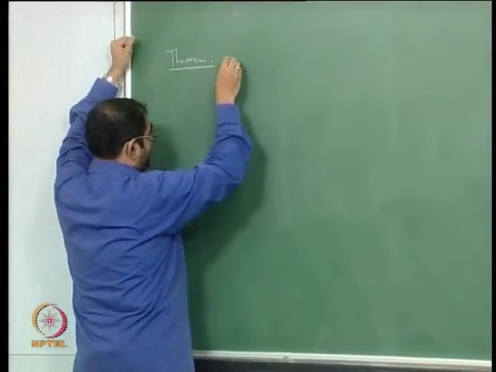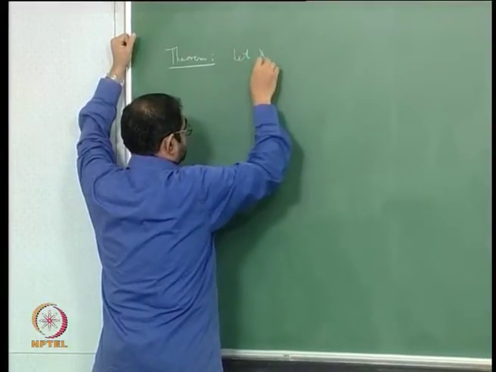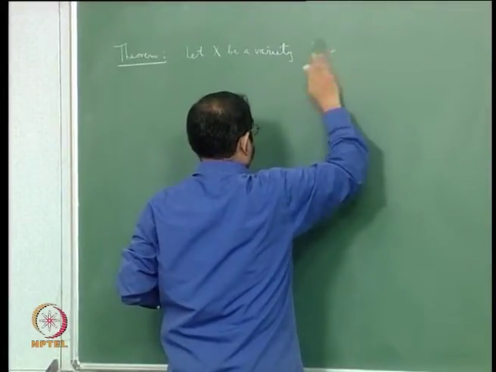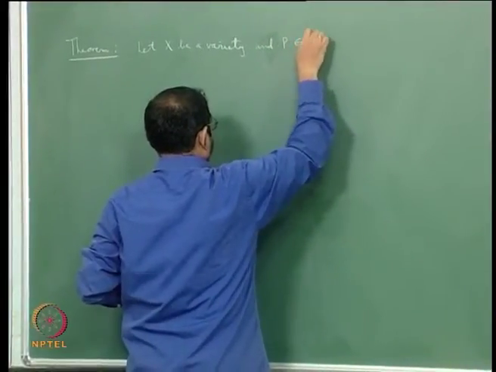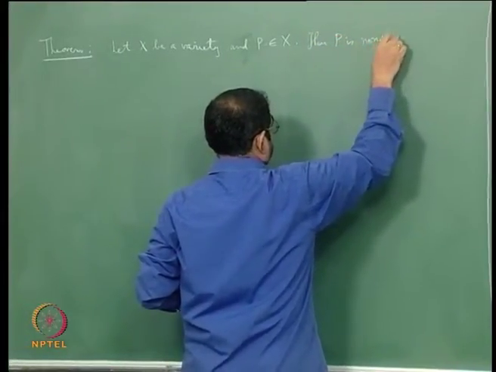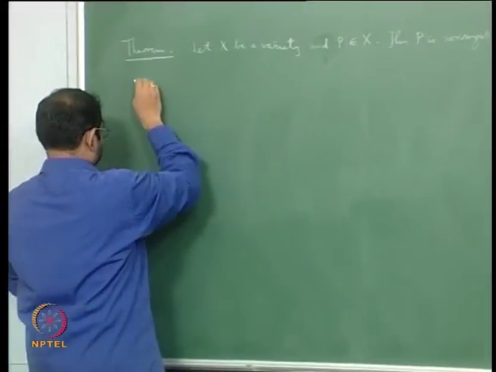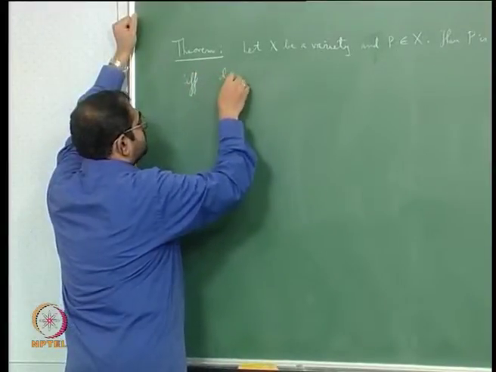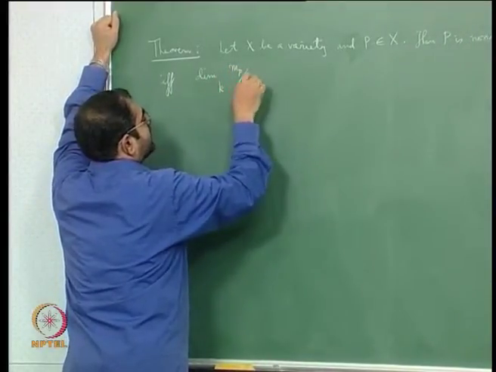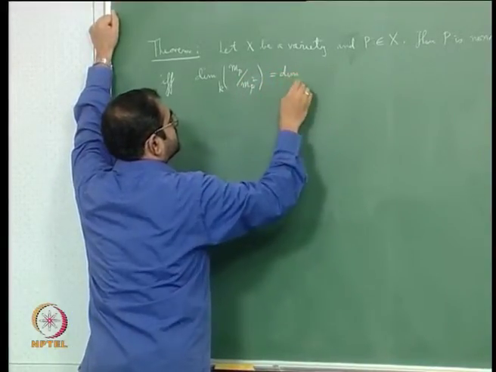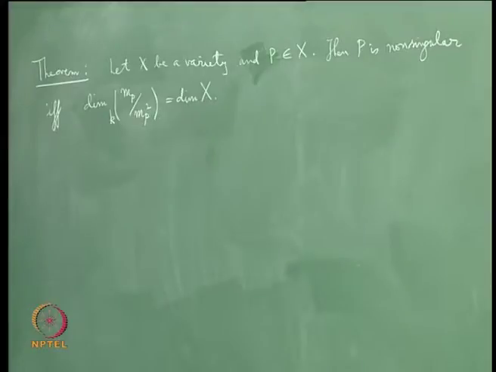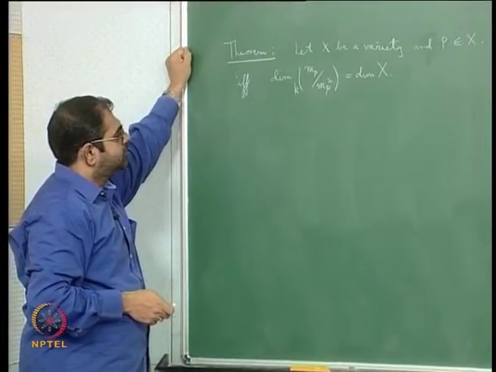So here is a theorem. Let X be a variety and P a point of X. Then P is non-singular if and only if the dimension over K of MP mod MP squared is equal to the dimension of X. Okay, so this is the correct statement.